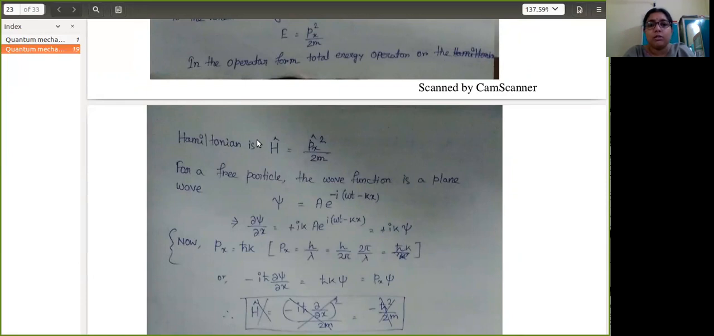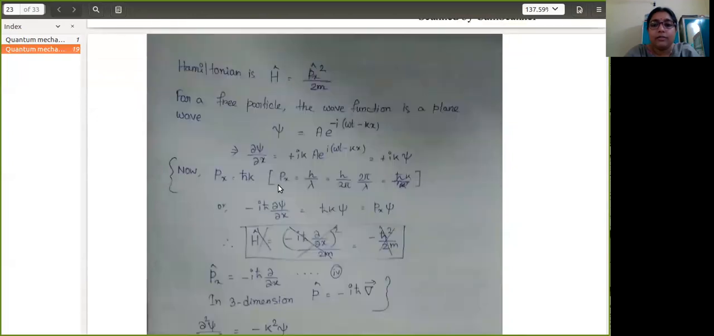So the Hamiltonian will only be the kinetic energy operator, which is px square by 2m. For a free particle, the wave function is a plane wave, because a free particle can be anywhere in space and it can be represented by a simple wave, which is psi equals A e to the power i(kx minus omega t). Remember, this equation is correct, but in the second one here I missed the minus term.